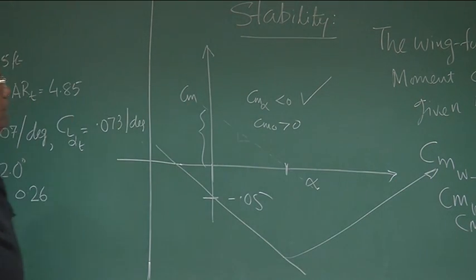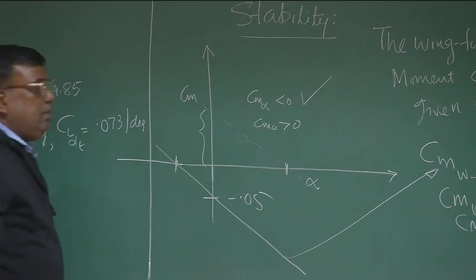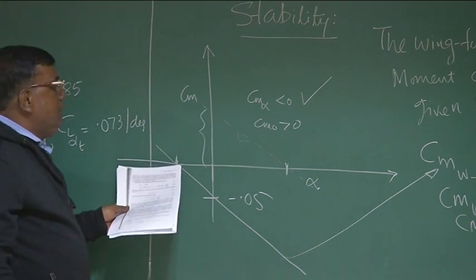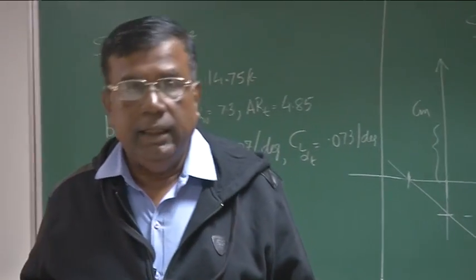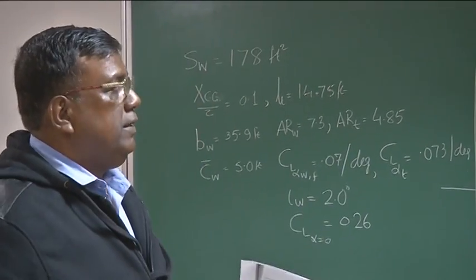So what is the problem? Although this is statically stable, I cannot trim it at positive angle of attack. It is having a Cm equal to 0 at negative angle of attack. So I don't want that, right? So problem definition starts from here.